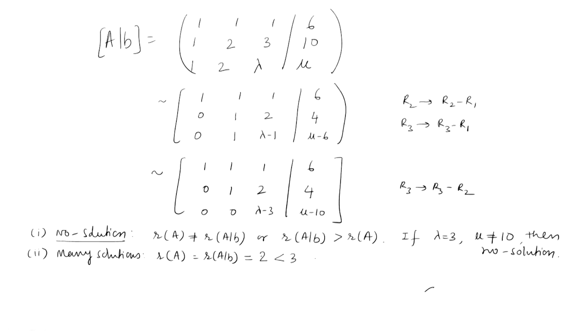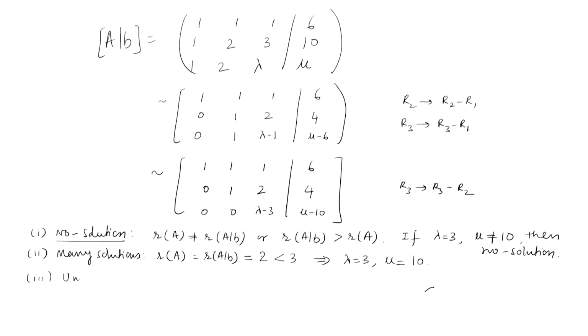Now, this implies rank of this is 2 when lambda equals 3, and rank of this entire matrix is also 2 if mu equals 10. So, if this happens, then it is having many solutions, infinitely many solutions. Now, the third case is unique solution. For unique solution, rank of A should be equal to rank of the augmented matrix and should be equal to 3.